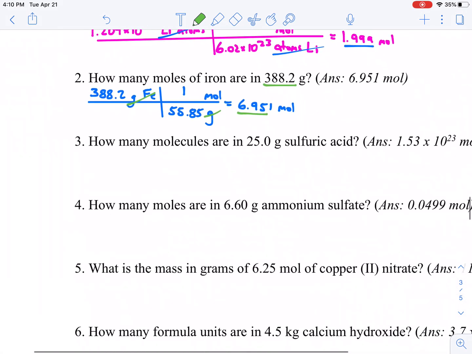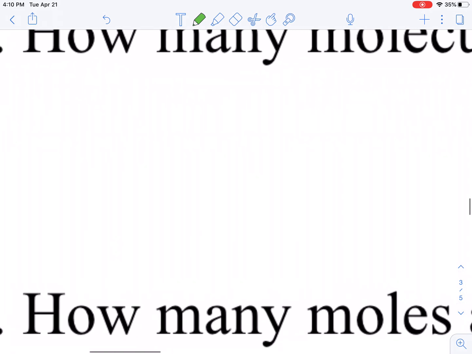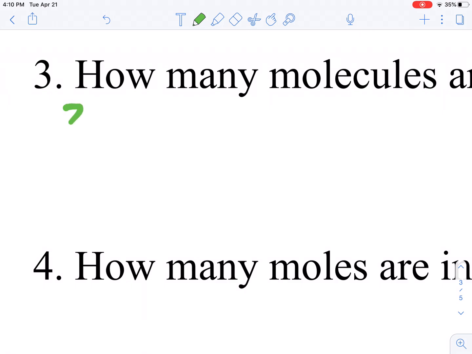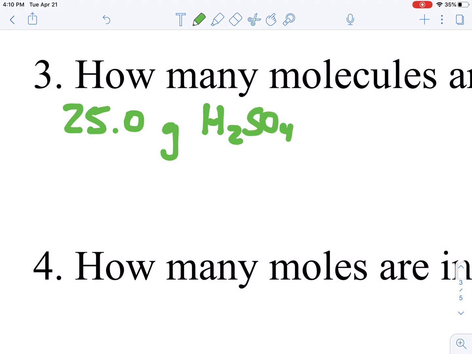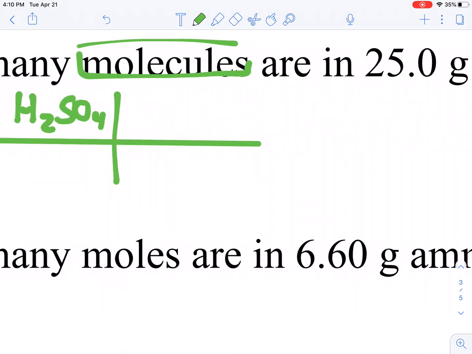So we're doing well thus far. Let's look at number 3. We are given 25.0 grams of sulfuric acid. So let's start with that 25.0 grams of sulfuric acid, which is H2SO4. And we would like to know how many molecules that is. So we know that grams of sulfuric acid needs to go on the bottom, grams of H2SO4. That means we need to get to molecules on top.